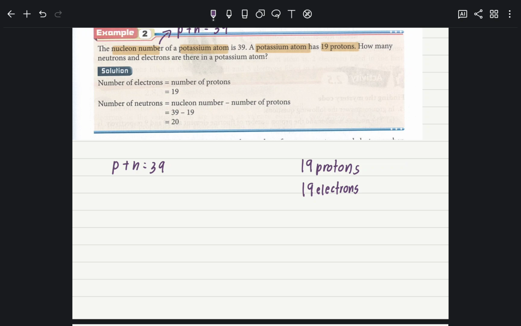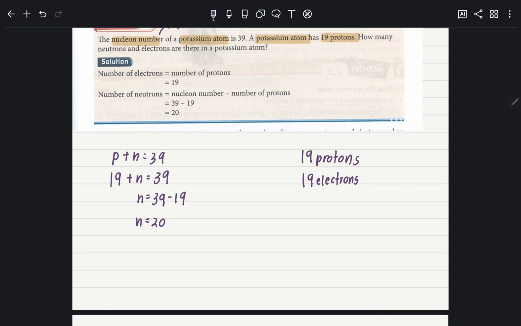First you calculate the neutrons, because they ask about neutrons, right? So they have 19 protons, so 19 plus n equals 39. So my n is 39 minus 19, so n is 20. If people ask how many neutrons they have, you want to answer scientifically, you can say the potassium atom has 20 neutrons. Simple, very easy.